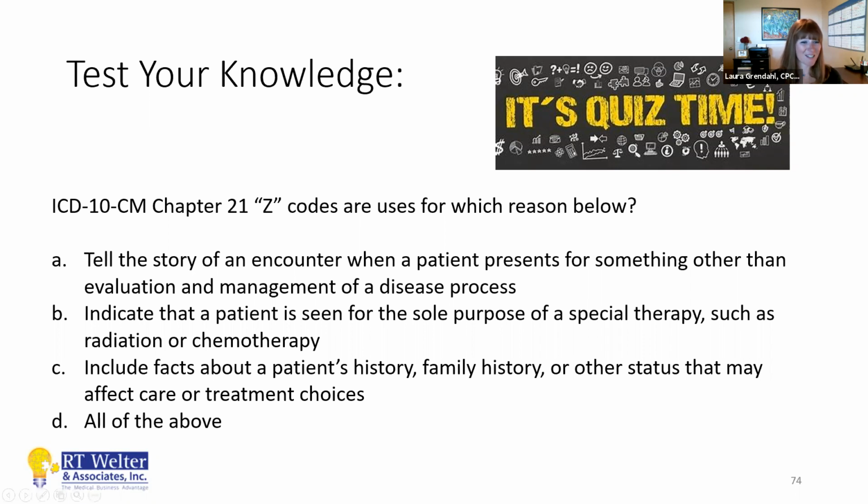Okay, looks like the majority of people got that right. It's D, all of the above. All of these things can be found in your Z codes, chapter 21. So make sure that you familiarize yourself. Again, a couple slides ago, it kind of broke down the Z codes and all the different categories or blocks of categories that all kind of go together. So definitely something to keep close by.